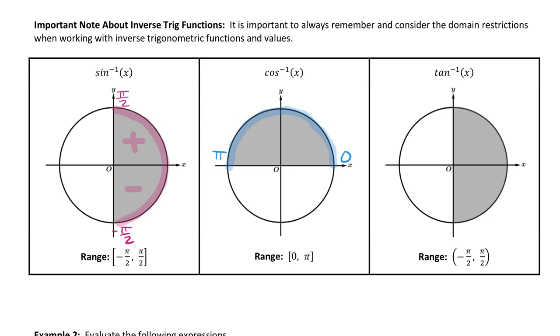If I ask you for a positive input value, you would give me an angle between 0 and pi over 2. If there is a negative input value, you would give me an angle between pi over 2 and pi.